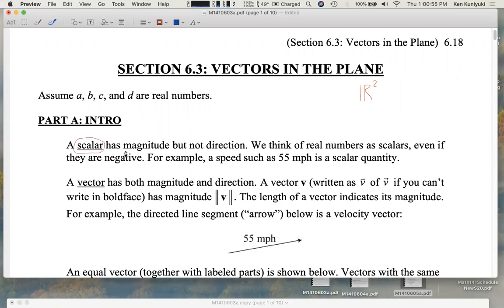A scalar has magnitude, but not direction. So can a scalar be negative? It depends on the context. For example, later on, when we think of real numbers as scalars, then scalars can be negative. That's okay. An example of a scalar is a speed, such as 55 miles per hour. That's a scalar quantity. It has magnitude, but not direction. And again, sometimes scalars can be negative, although here speed cannot be.